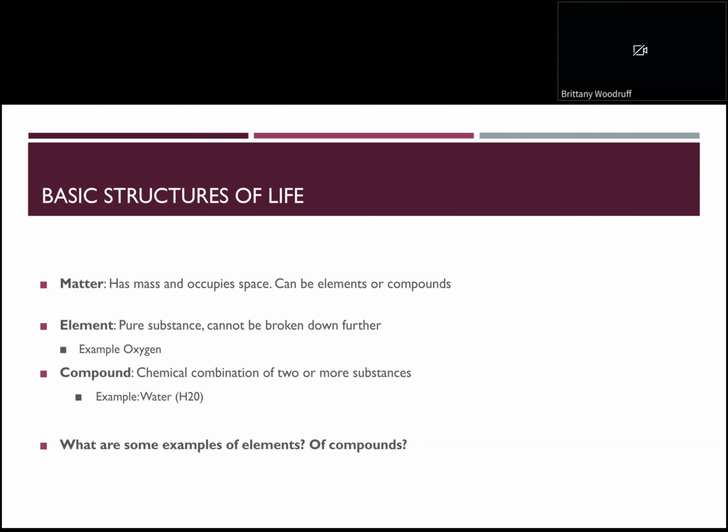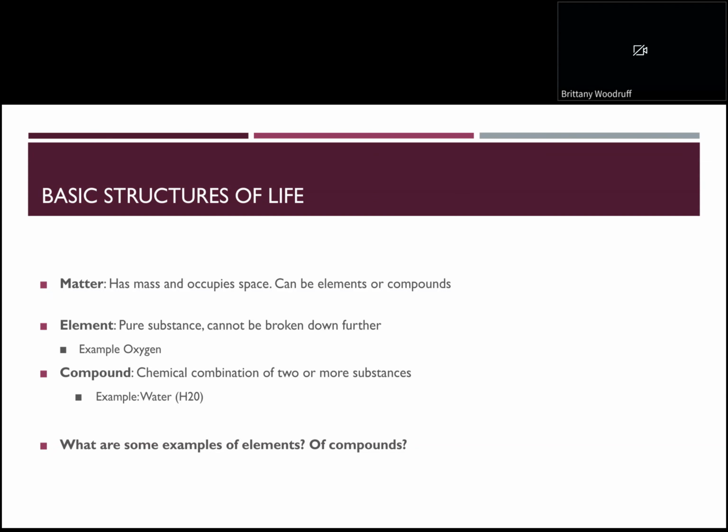When we say an element, all it means is that it's a pure substance that cannot be broken down further. So for example, oxygen. Oxygen is never going to become hydrogen, nitrogen, or silver. Oxygen is always just oxygen. A compound, on the other hand, is a combination of two or more elements. Water is a very stereotypical example. H2O. It's got two hydrogens and one oxygen.